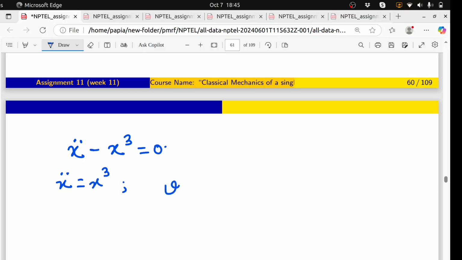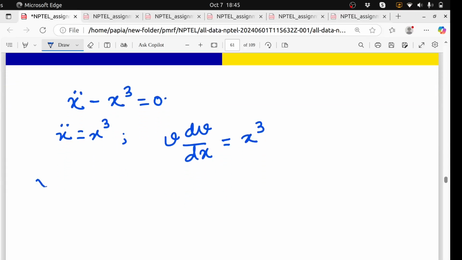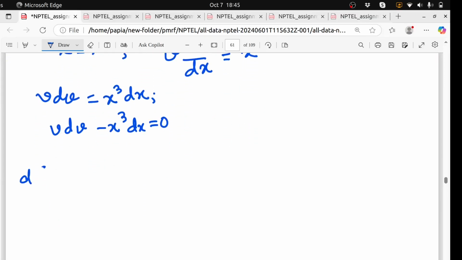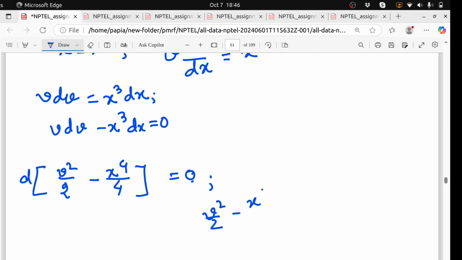Now I can write x double dot as v dv/dx equals x cube, which will give me v dv equals x cube dx. So v dv minus x cube dx equals 0. That can be written as v square by 2 minus x to the power 4 by 4 is 0. So we can see that v square by 2 minus x to the power 4 by 4 is giving me a constant value.